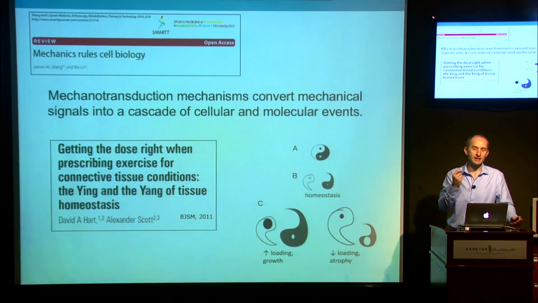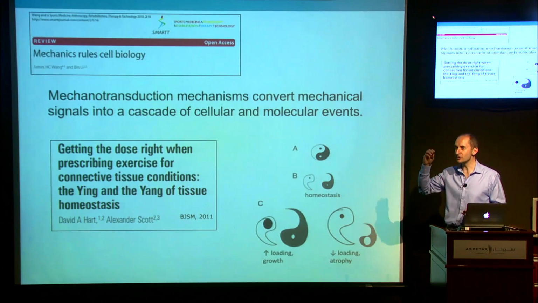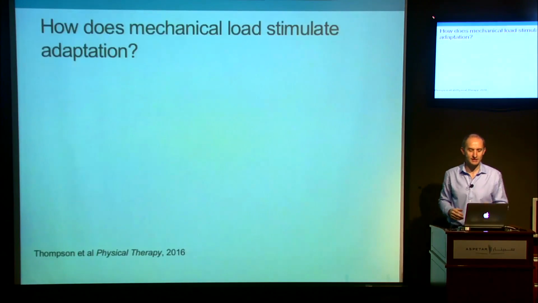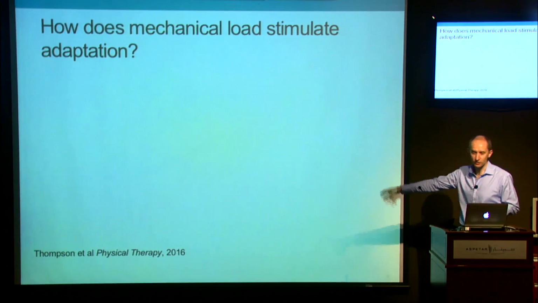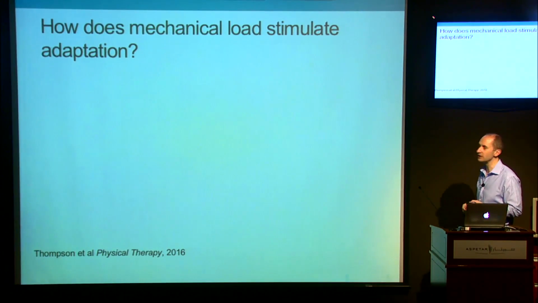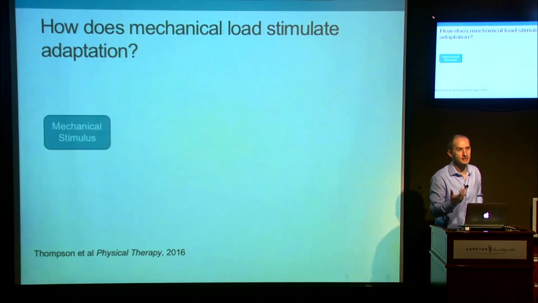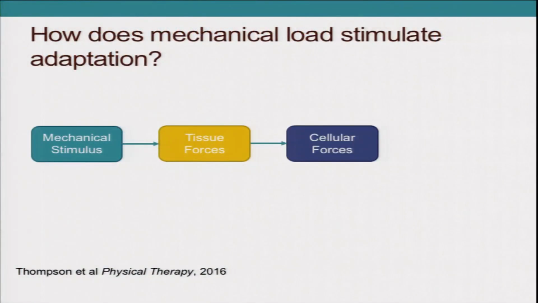Well, first we've got to understand, I think, how mechanical loading stimulates response, then take some considerations, and I've got 3 or 4 broad principles of how we can optimize load during the rehabilitation process. So how do mechanical loads stimulate adaptation? There's a really nice review last year in Physical Therapy by Thompson and colleagues that outlined this process. We have this mechanical stimulus, first of all, that then applies tissue forces, or forces across the tissues. As the forces in the tissues are transferred to the cellular level, ultimately we get a molecular response.